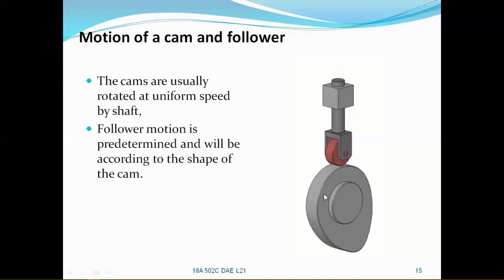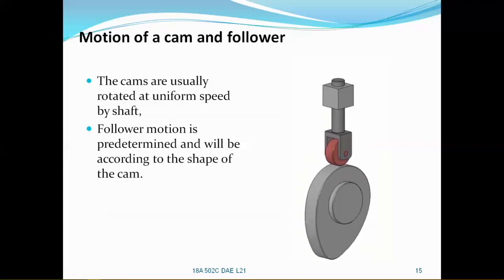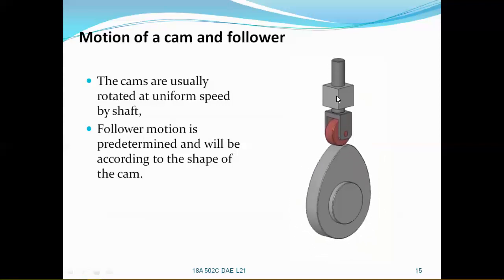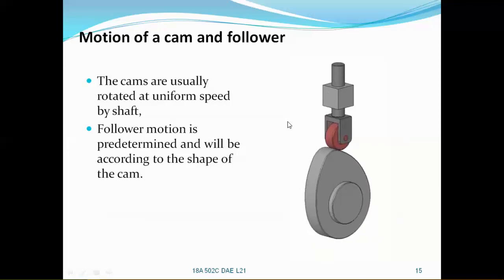If you see the working principle of this cam mechanism, the cam is rotating about its own axis, and the follower is going to have either oscillating or reciprocating motion according to the shape of the cam. This cam always moves at a uniform speed about its shaft axis, and the follower will be reciprocated within the supporting frame of the follower. This is the working principle of the cam mechanism.